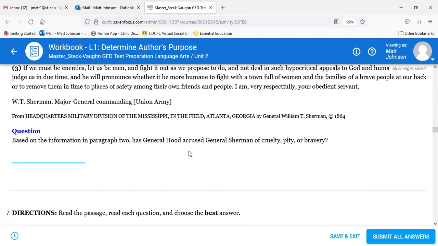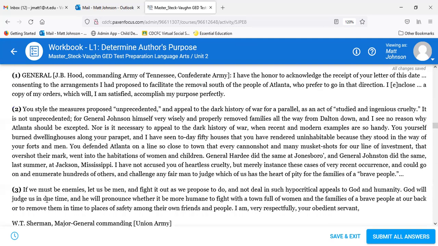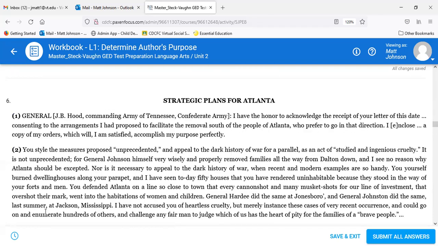Pity. Which one was that? Pity. Actually, is it pity? Cruelty. So, general, this is information that we don't have. Apparently, there's been some communication from General Hood to General Sherman, and when he's talking about the dark history of war, it appears that General Hood has accused him of some type of cruelty.